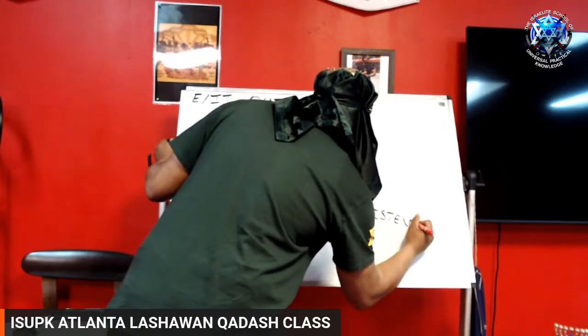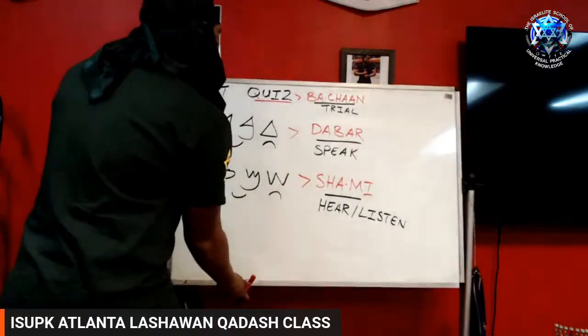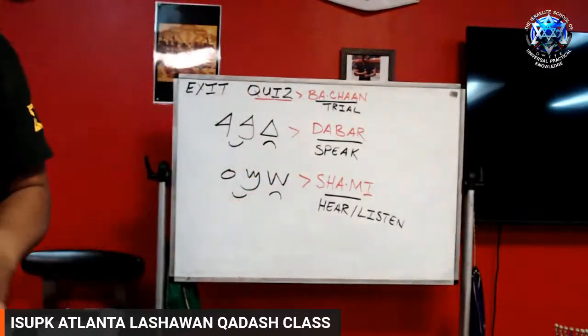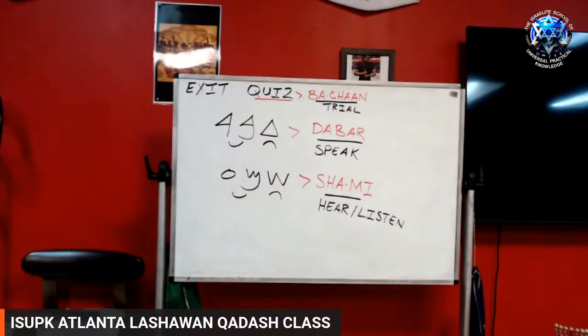Old English would say hearken. Yes, I'll take that as well. Hearken. Very good. So we have dabar as in to speak, Shammai as in to hear or to listen or to hearken. All right. Very good. Everybody have this one for their notes? All right. Very good.